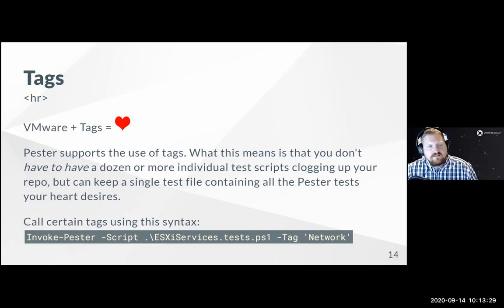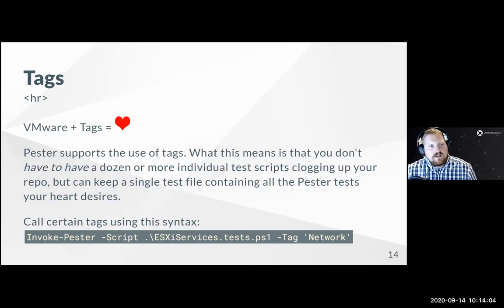And tags. In the VMware world, tags are used quite heavily, especially by all the professionals that I know. They make heavy use of tags, and Pester supports tags. So when you're running your test, you can call individual tags to run individual subsets of tests. The reason for this is that you don't have to run around and call different scripts for your tests. You can keep all of your tests in a single PowerShell script.